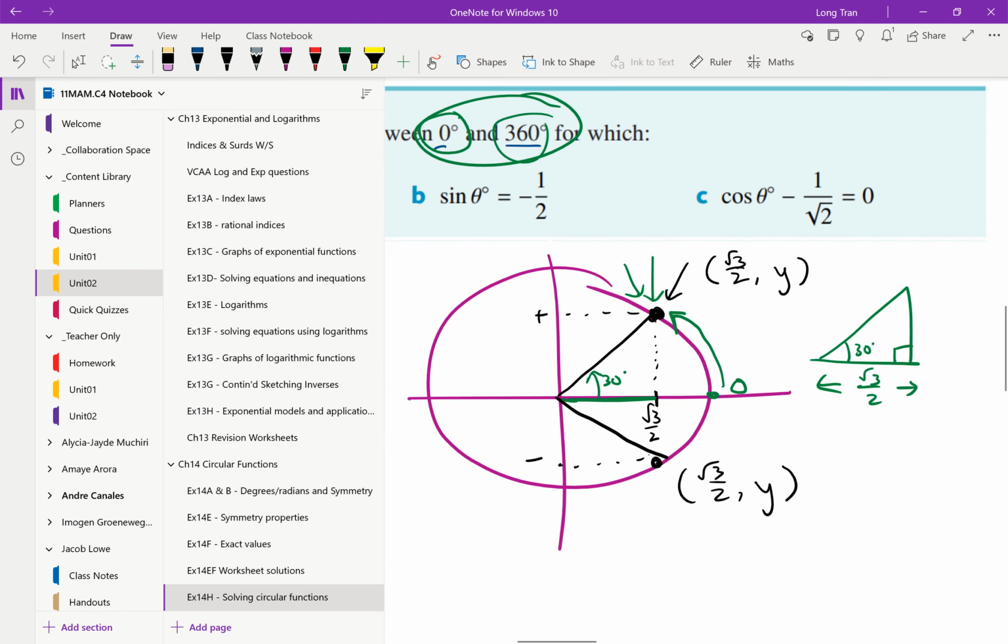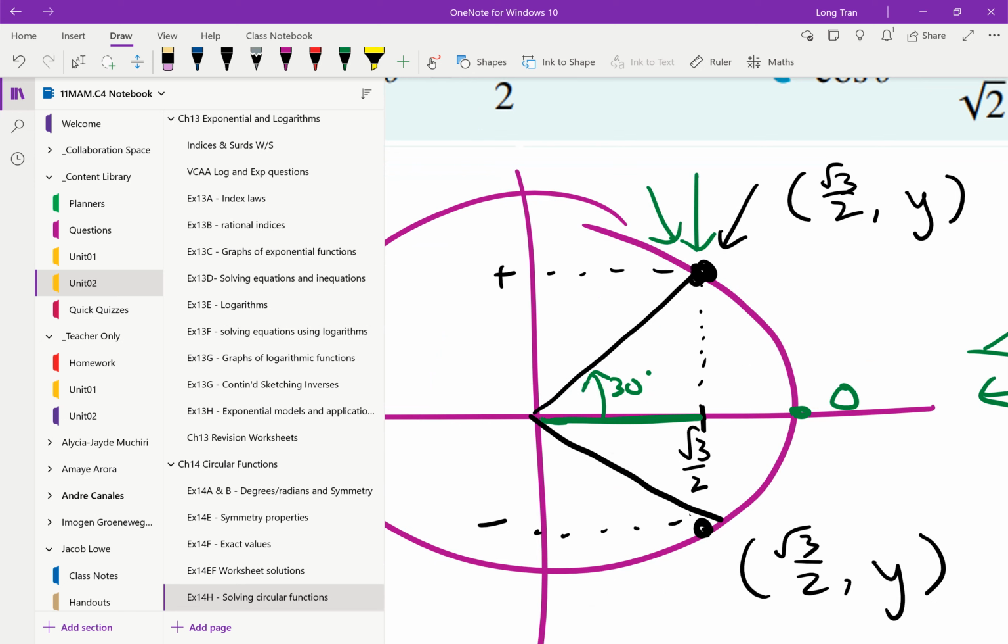So now that you know this is 30 degrees, the radian equivalent, meaning the distance that you would have traveled, is pi on 6. So that means this triangle below here that I'm going to draw as well, by symmetry properties, this is also 30 degrees, and that means this is also a distance of pi on 6.